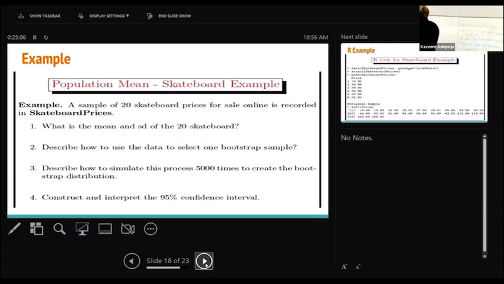What does it mean? The mean and standard deviation of the 20. Oh, that is the normal way of getting the mean from a sample. Then the second one: describe how to use data to select one bootstrap sample, and describe how to simulate this process 5,000 times to curate the bootstrap distribution. Because if you want to curate a bootstrap distribution, you need more than one bootstrap sample. You need so many of that. Then construct and interpret a 95% confidence interval.